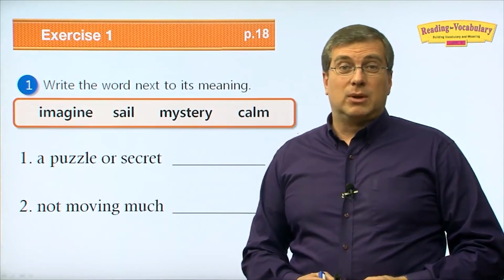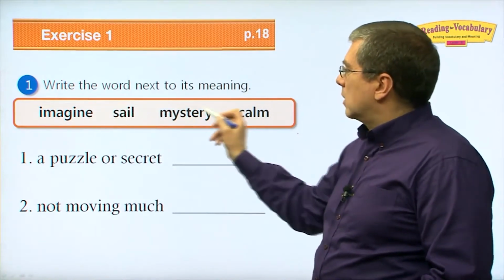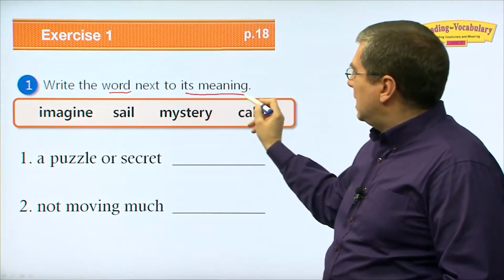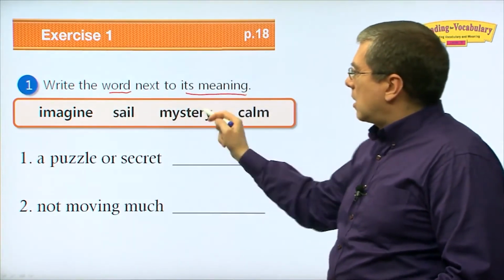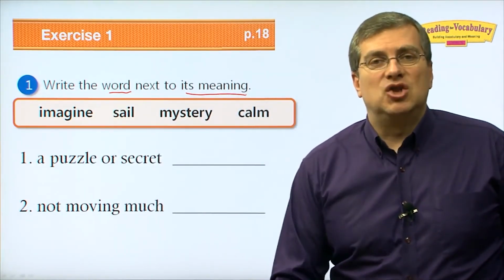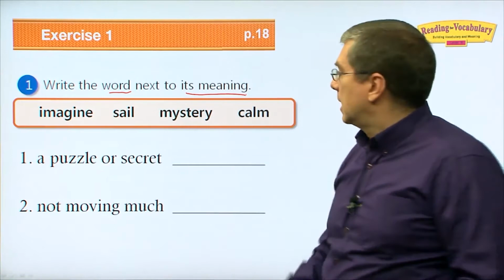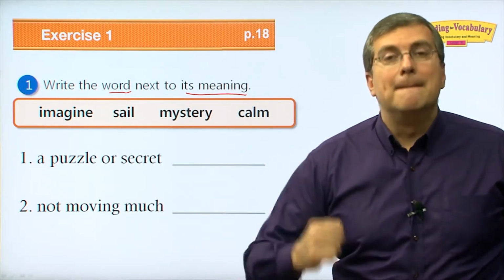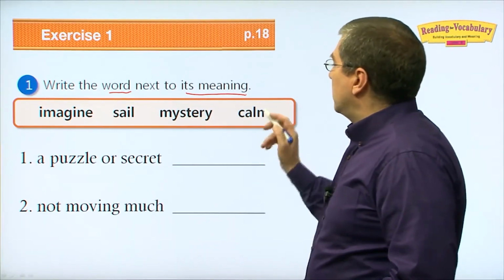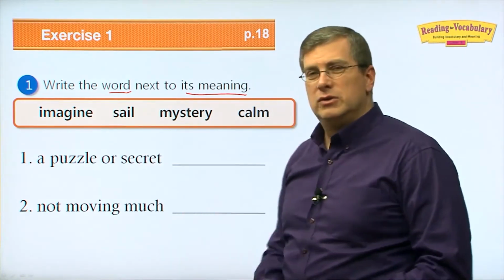Let's do some word vocabulary exercises. How well do you remember the words? Let's go over them. What we're doing is we're going to use these words. We have 4 definitions, right? We want to write the word next to its meaning or its definition. These are our words. First of all, we have imagine. That's the first word. Sail is our second word. Next, mystery. And then we have calm. Okay, those are our 4 words. We need to match them to our definitions.